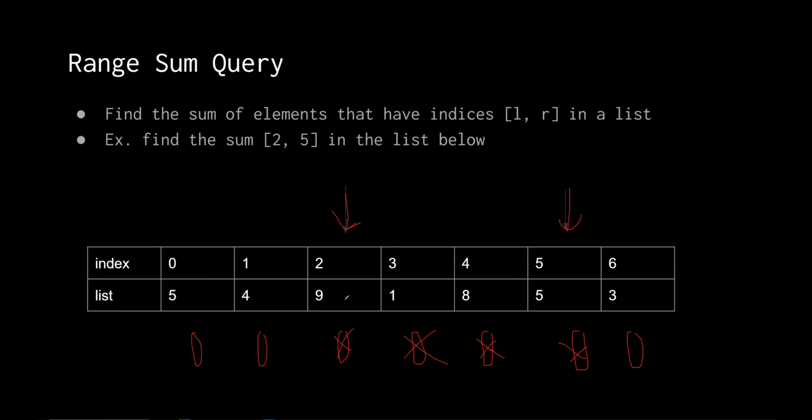As an example, let's look at an easy example. What would the sum here be? What would the sum from index 2 to 5 be in this example? Let's just look at it.